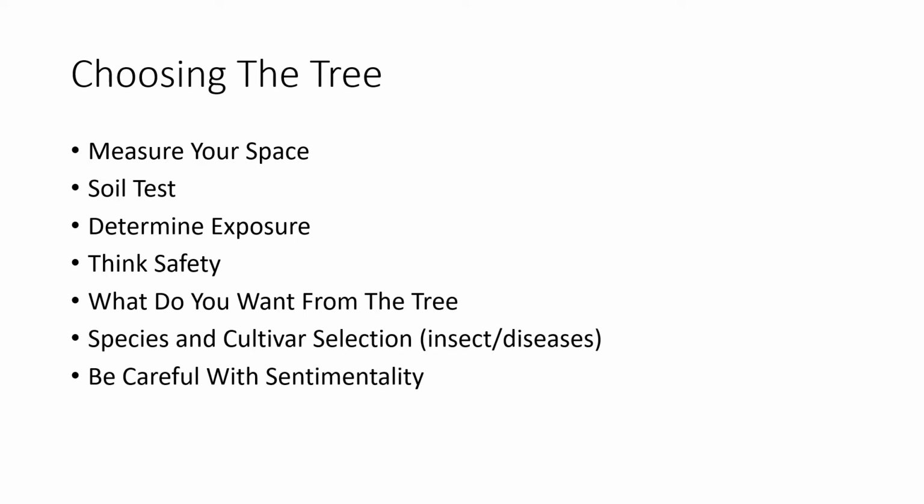Also, your species and cultivar selections are very important because we do have insect and disease problems in a lot of our trees. We want to make sure that we pick those that limit the care we are going to need to give that tree. You're definitely not going to pick a cultivar that has a lot of insect or disease problems, just because you're not going to be able to take care of that tree.